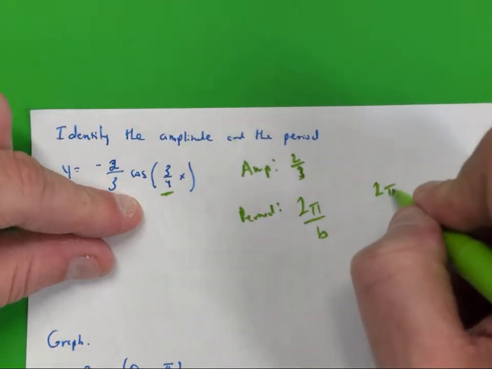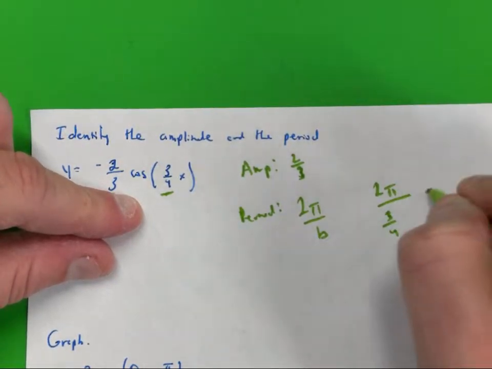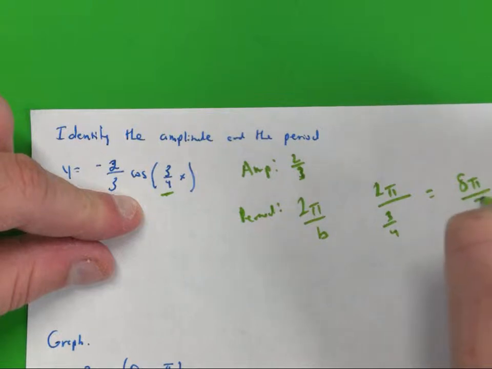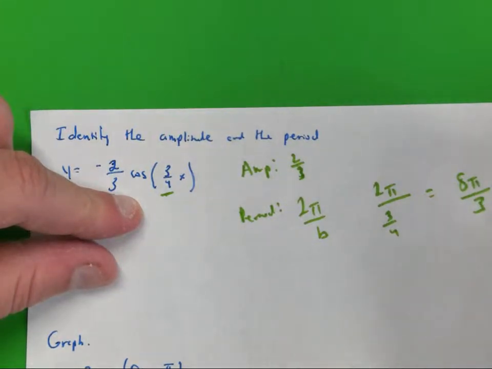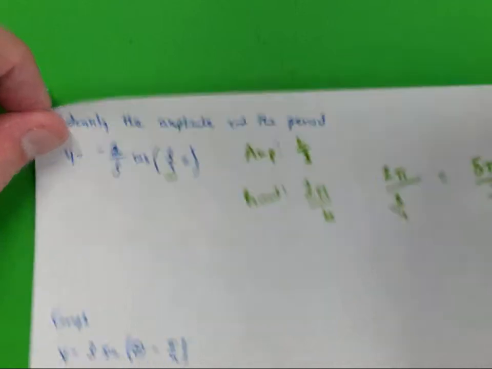So I'm going to say 2 pi divided by 3/4. So when I divide that, it's going to be 8 pi over 3, isn't it? Because you flipped the fraction. Does everyone understand that? Okay.